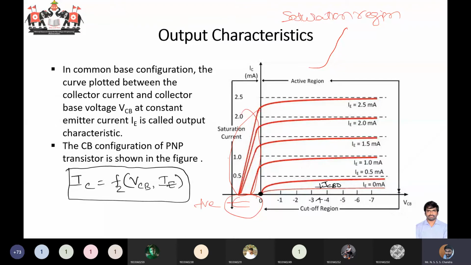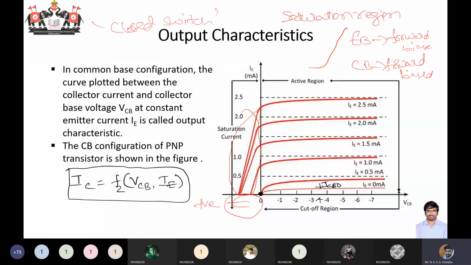In the saturation region, your emitter base junction is forward biased because your IE is greater than 0, and your collector base junction is also forward biased. So both the junctions are forward biased. In such a condition, you will get the characteristics in this manner. Usually we will operate the transistor in saturation region only if we want to use the transistor as a closed switch. So when your transistor is in saturation region, it acts like a closed switch.